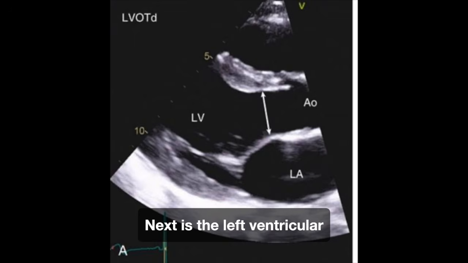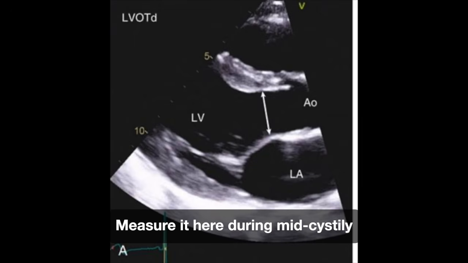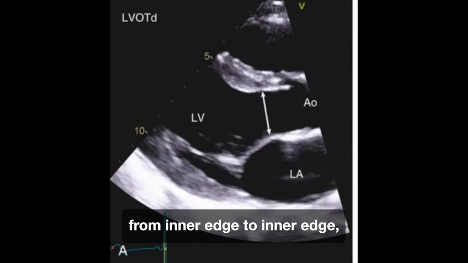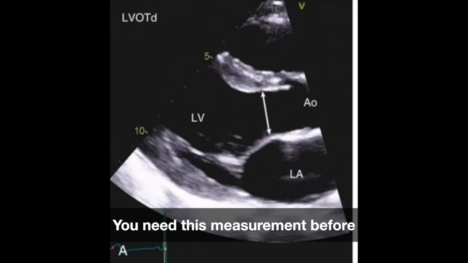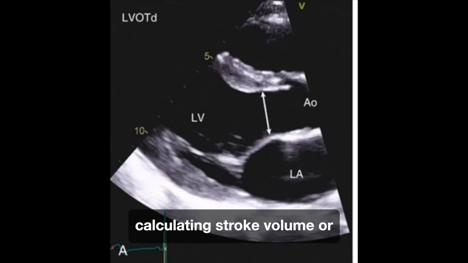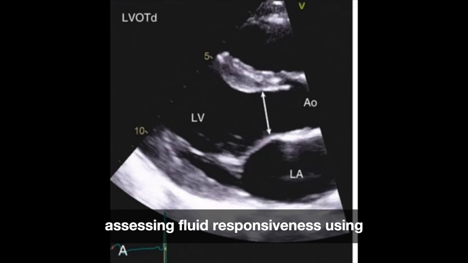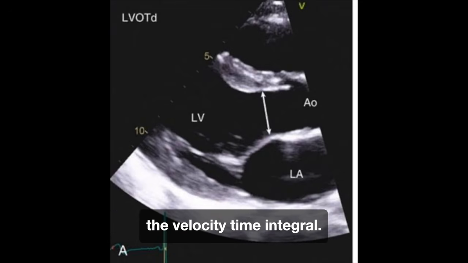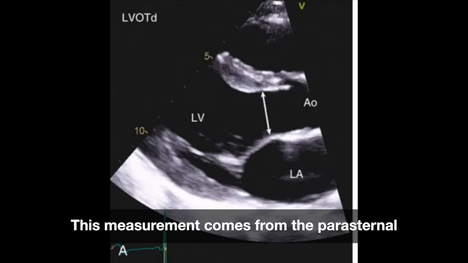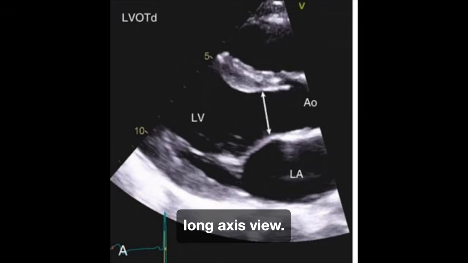Next is the left ventricular outflow tract diameter. Measure it here during mid-systole from inner edge to inner edge, immediately below the aortic valve. You need this measurement before calculating stroke volume or assessing fluid responsiveness using the velocity time integral. This measurement comes from the parasternal long axis view, not from the apical view.